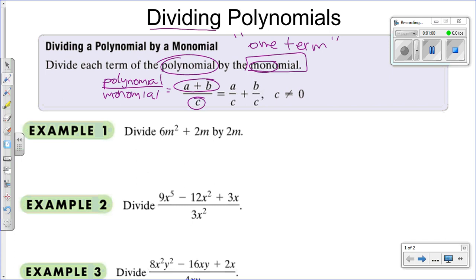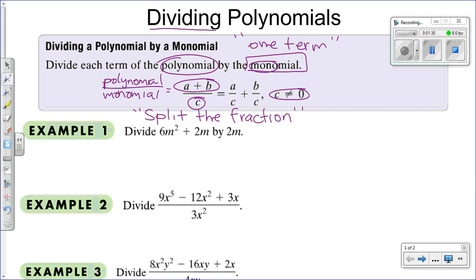What you can see here is that the monomial is going to divide every single term on the numerator. I refer to this as splitting the fraction. It's not really a thing, but I use that term. The denominator will divide every single term from the numerator. And of course, we have to make sure that denominator is not equal to 0, because dividing by 0 will give us an undefined solution.